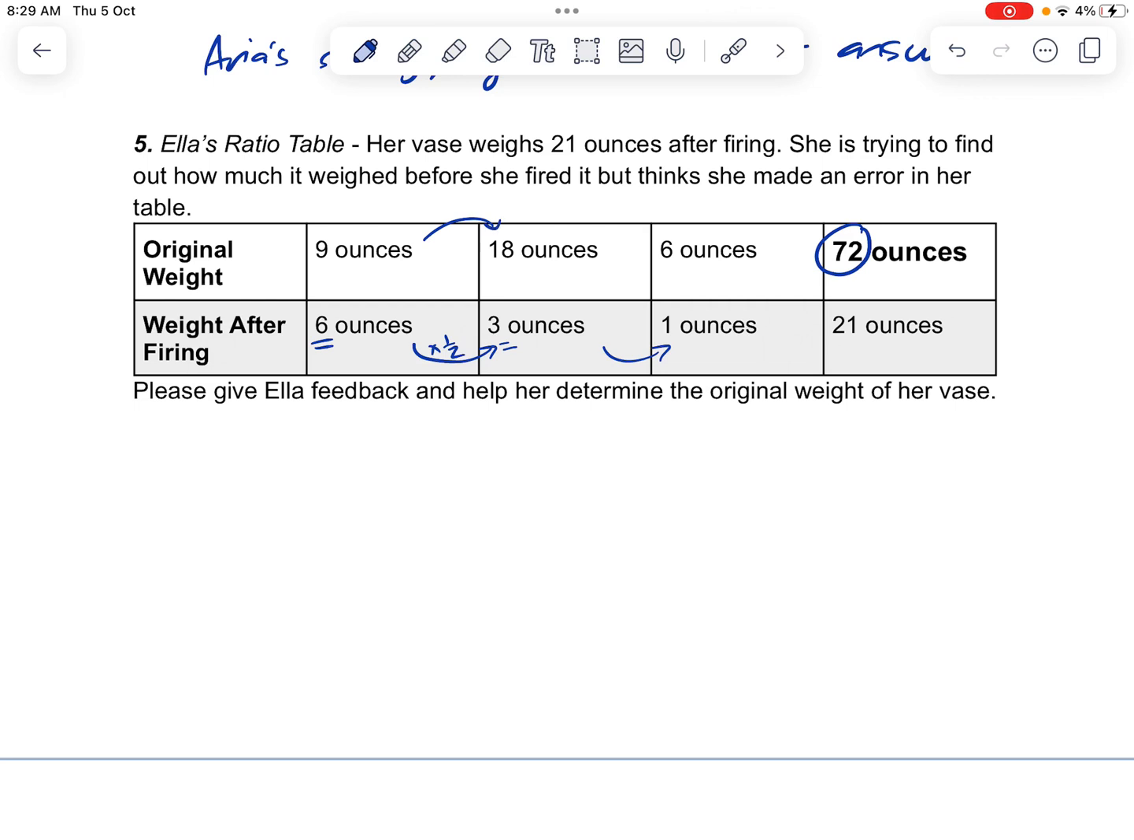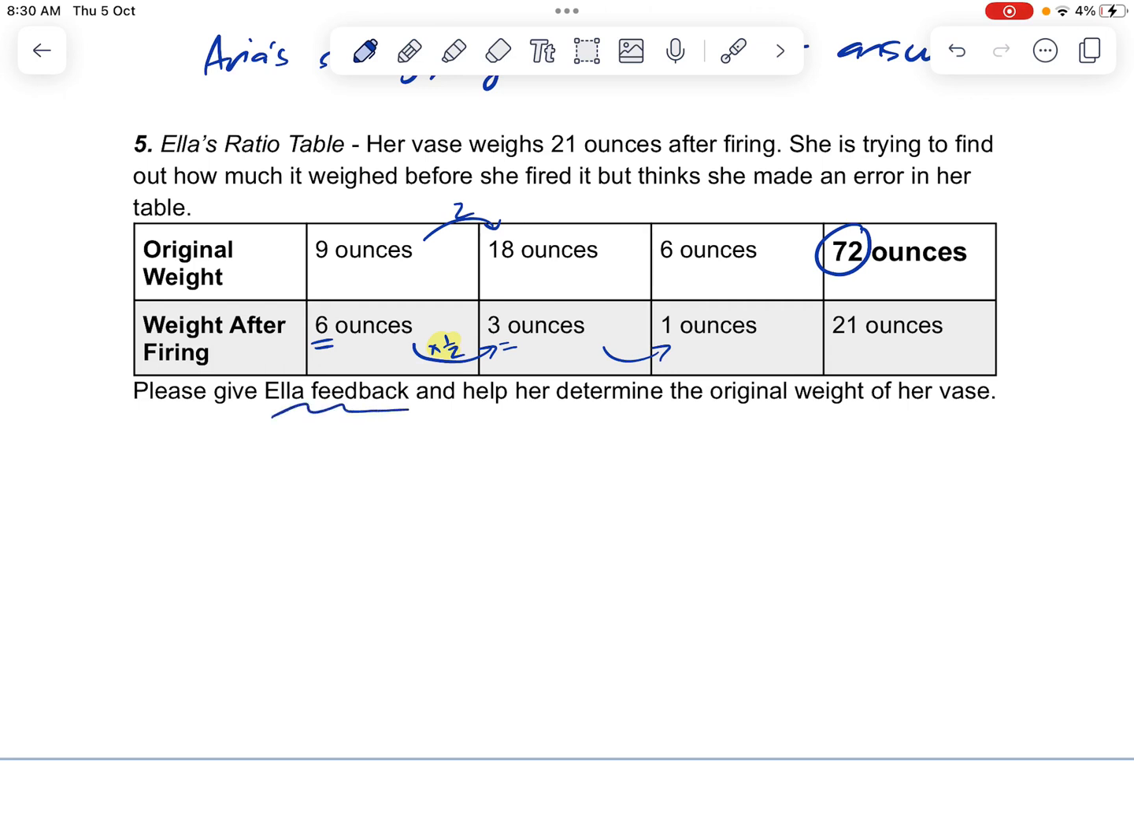Now, if you look, how do I get from 9 to 18? It should be the same. We should be multiplying by 1/2 or dividing by 2. But if I take 9 and multiply it by 1/2 or divide it by 2, does that give me 18? It doesn't, okay? What she did here is that she multiplied the bottom by 1/2, and on the top, she multiplied by 2. And if I'm not doing the same thing to both parts of the ratio, I'm not going to create an equivalent ratio. And this is where Ella went wrong.